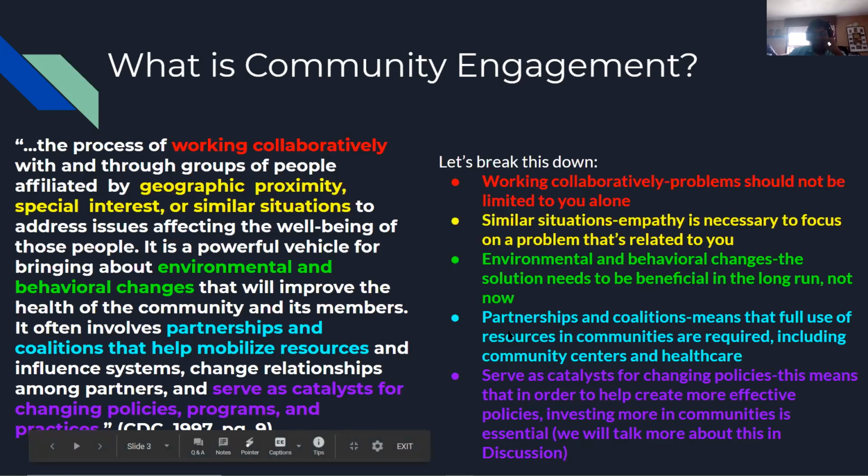It involves partnerships and coalitions, and they serve as catalysts for changing policies, programs, and practices. So we're just going to touch on this a little bit in the discussion, but it means that full use of resources and communities are required, including community services and healthcare. And in order to help create more effective policies, you have to invest more in communities.